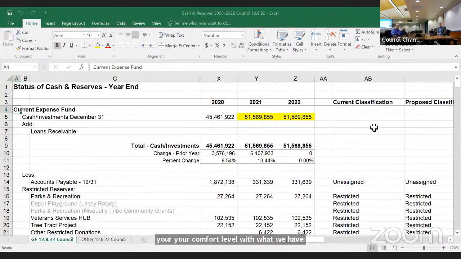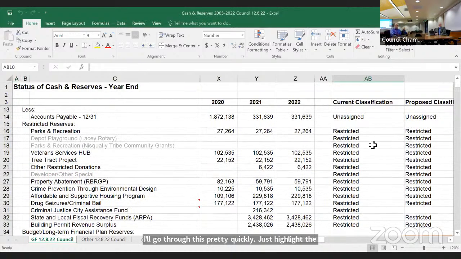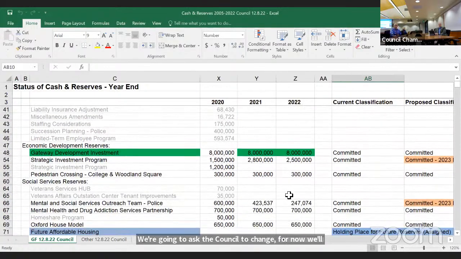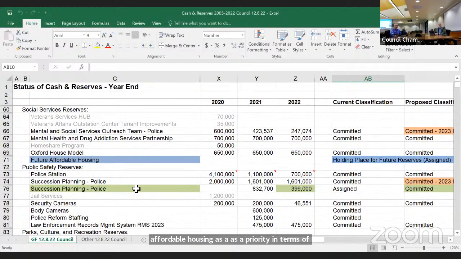What you see on screen, these first funds are the funds that make up the general fund. Like I said, I'll go through these pretty quickly, just highlighting the designations we're going to ask the council to change. For now, we'll skip over the gateway development. That's going to be a key component in the conversation for the police station. I do want to remind the committee that last year the council asked that staff look at future affordable housing as a priority in terms of identifying funds. We could certainly discuss that a little more here this morning and with the full council.